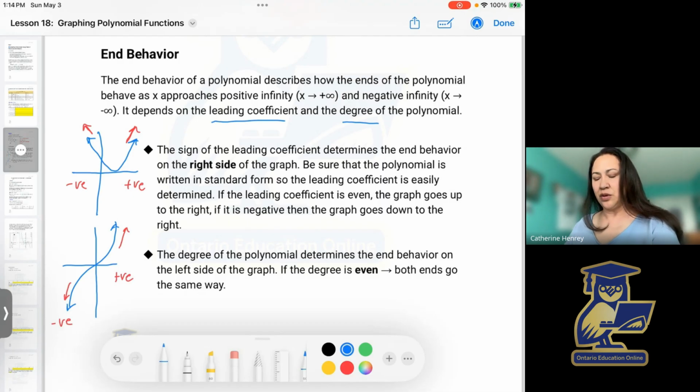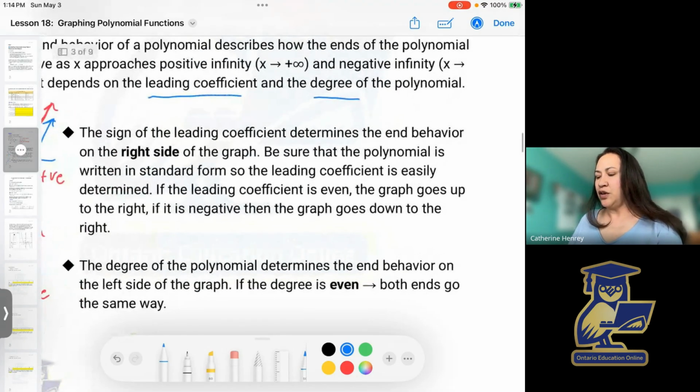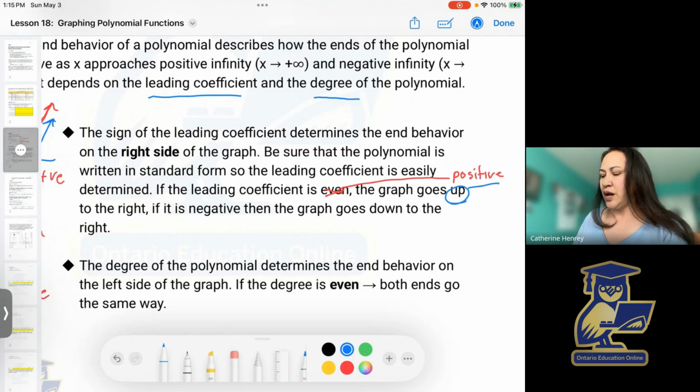So let's get a better description here. The sign of the leading coefficient determines the end behavior on the right side. So be sure the polynomial is written in standard form so the leading coefficient is easily determined. So if the leading coefficient is, let's cross this out, this should say positive. Sorry about that. The graph goes up to the right. So positive means it goes up to the right. If it's negative, then the graph goes down to the right.